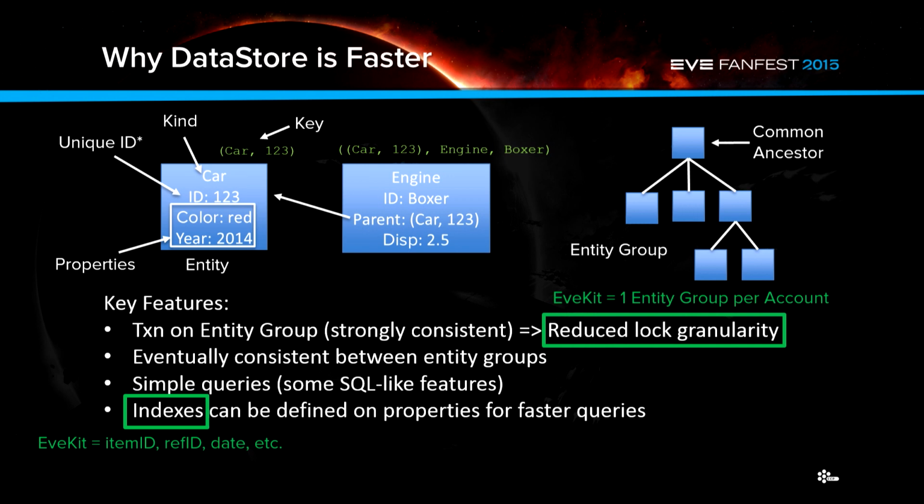So essentially, in EveKit, what we did is we took advantage of entity groups, and we put each account in its own entity group. So now when I'm syncing two different accounts, they're not going to collide with each other at all in terms of lock contention. And they were when I was doing this in SQL, so it was pretty bad. And then I defined indexes on things that I'm likely to want to query a lot. So think of item IDs and ref IDs in the wallet and dates for just about everything and so on.